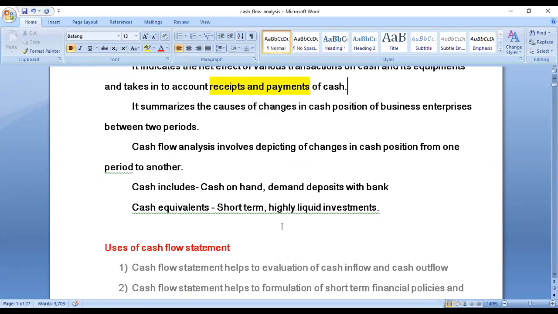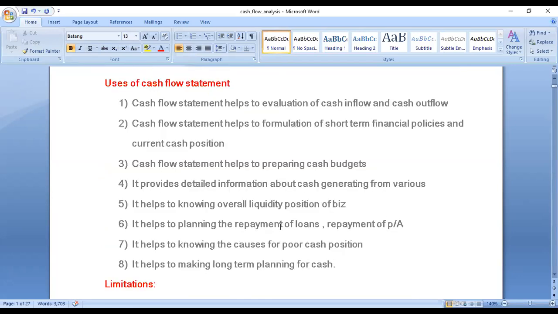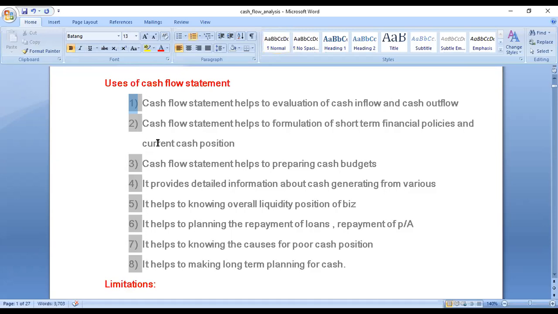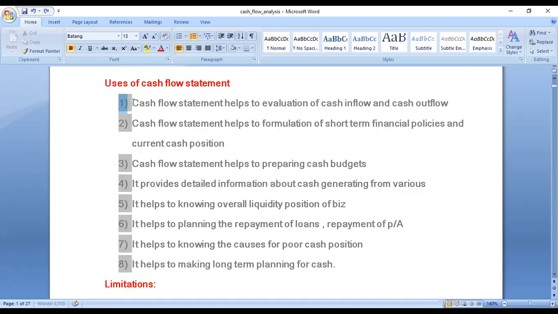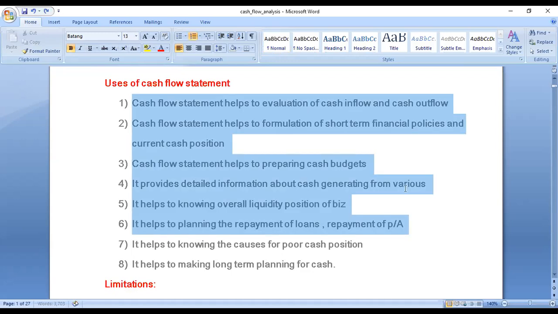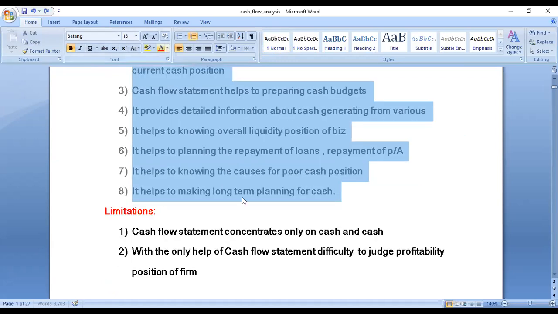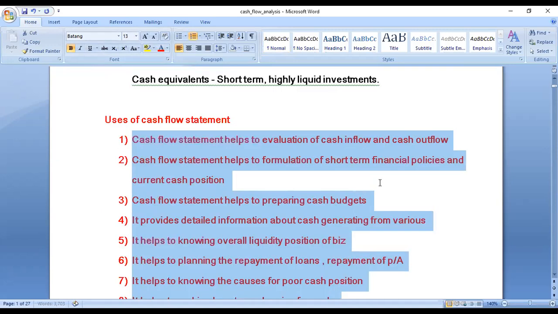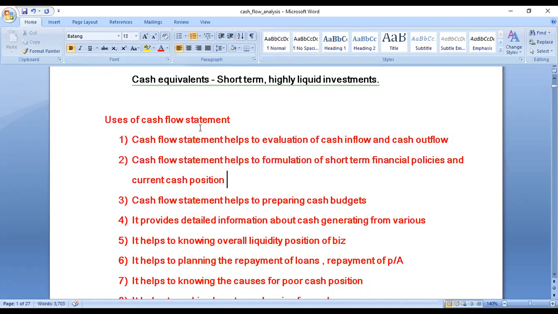Then a very important aspect, that is uses of cash flow statement. Uses of cash flow statement, my dears, very important. In some question papers, they are asking for 6 marks, my dear students. So write the uses of cash flow statement, my dear student.